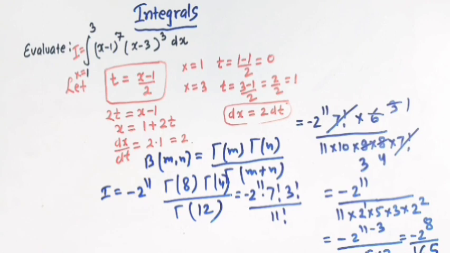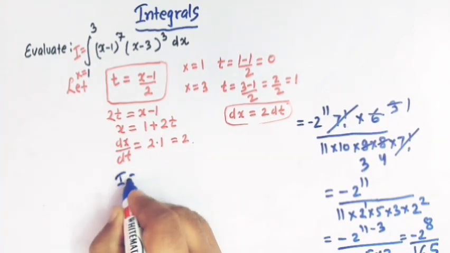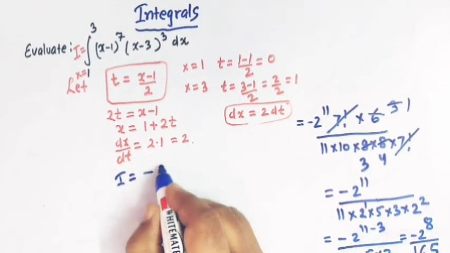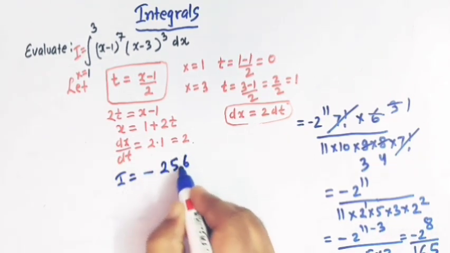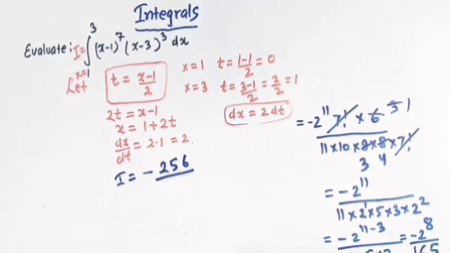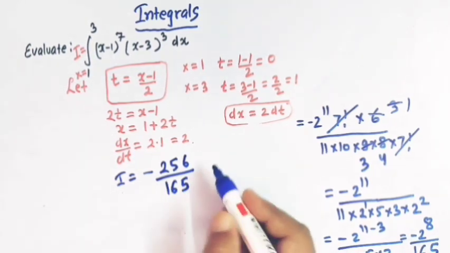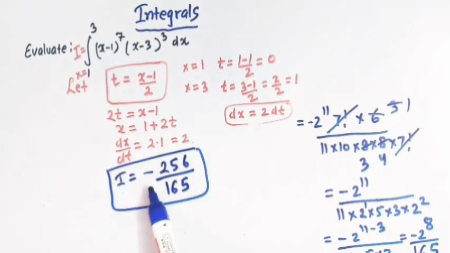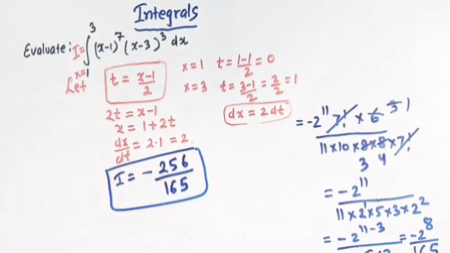165, right? So now the value of this integral I is equal to minus 2 raised to 8 is 256, and in the denominator we have 165, right? So viewers, the value of this integral is equal to minus 256 divided by 165, right? So this is how, by making use of the concept of beta gamma functions, we can evaluate these type of integrals.